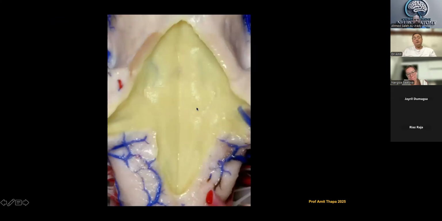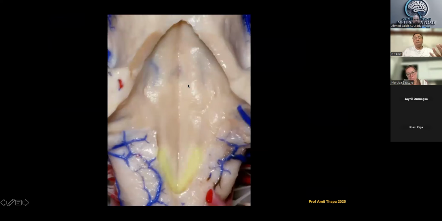When the fourth ventricular floor is opened in front of you, the most prominent feature which immediately catches your eye is the facial colliculus, which is basically the abducens nucleus, and then the facial nerve going around it. And then there's the striae medullares, and then there's a hypoglossal triangle, and then there's a vagal triangle below.